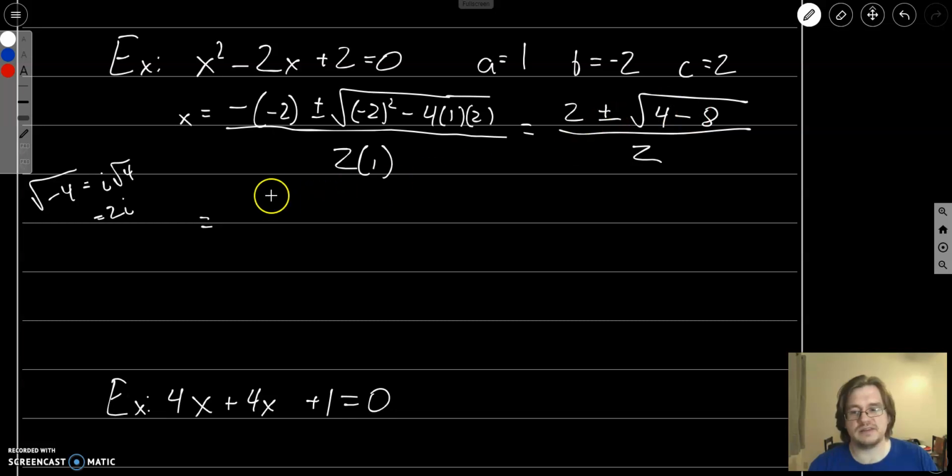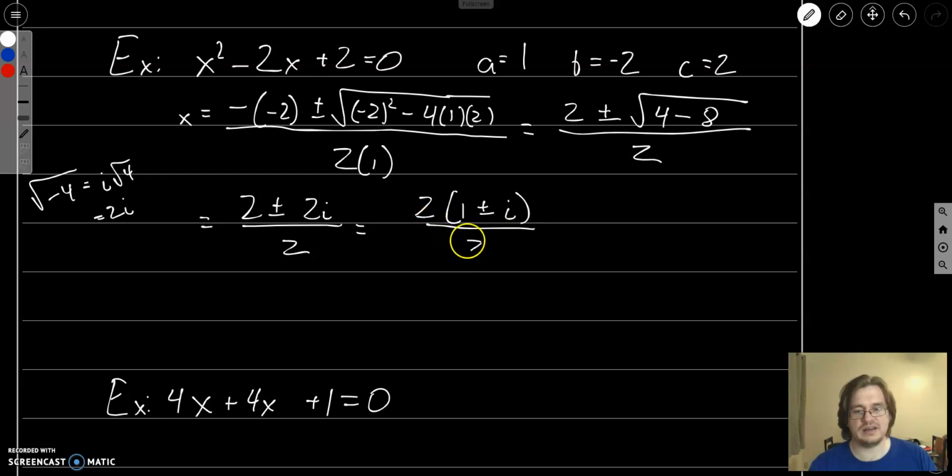So again, the square root of 4 is just 2 here. So when I simplify this, this is going to be 2 plus or minus 2i divided by 2. And again, I can pull a 2 out of the top. 1 plus or minus i. Pull a 2 out of the first term, I get 1. Pull a 2 out of the second term, I get an i. All divided by 2. Cancel, cancel. 1 plus or minus i. So my two solutions are 1 plus i, and the other solution is going to be 1 minus i.